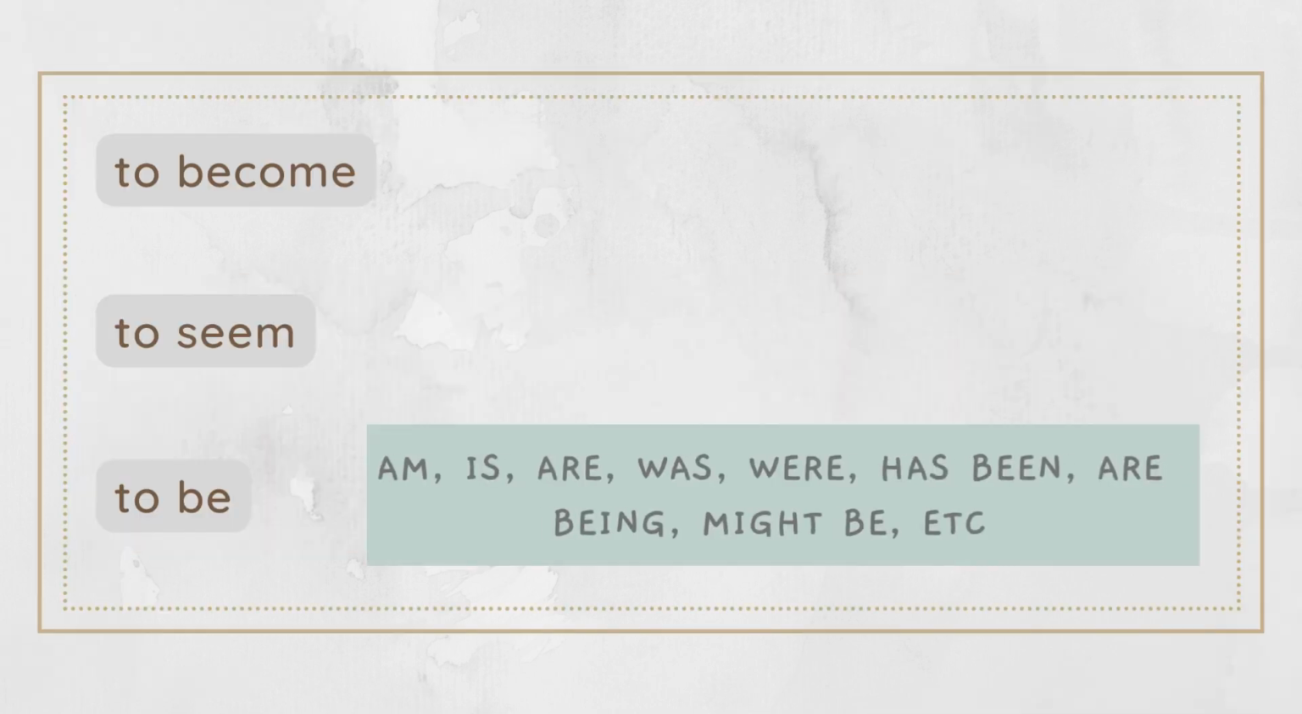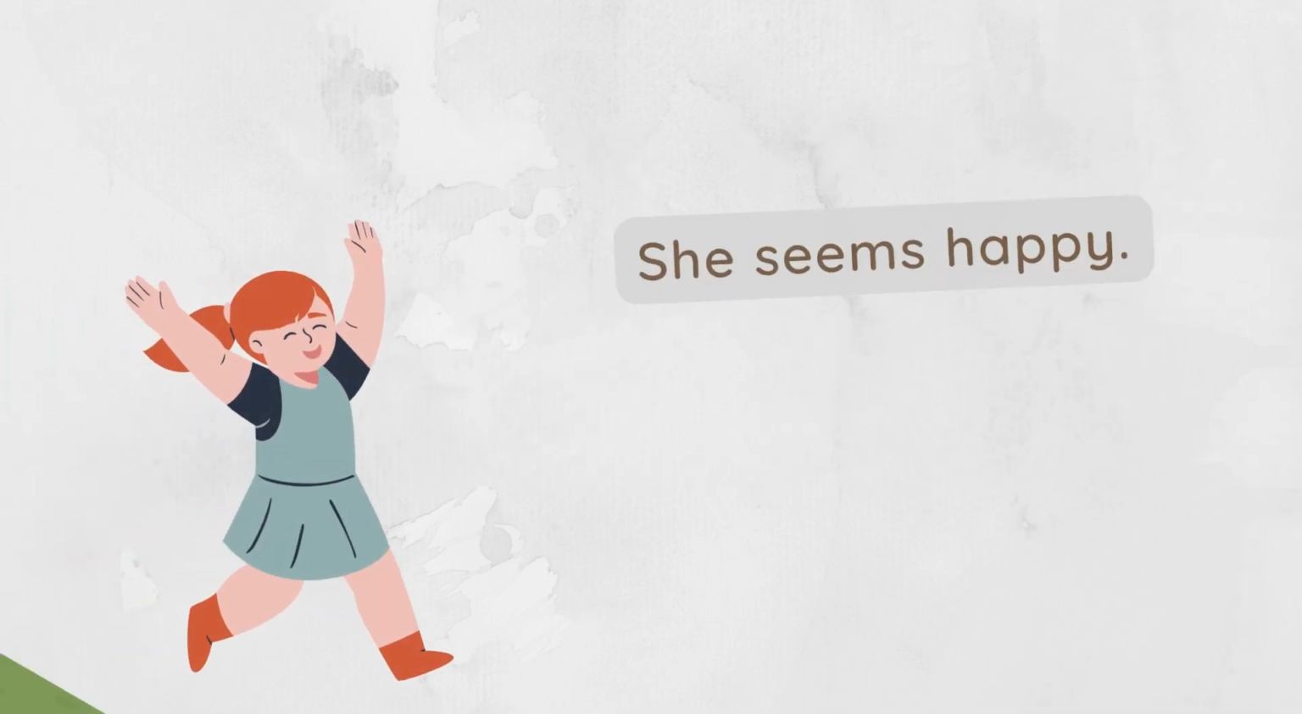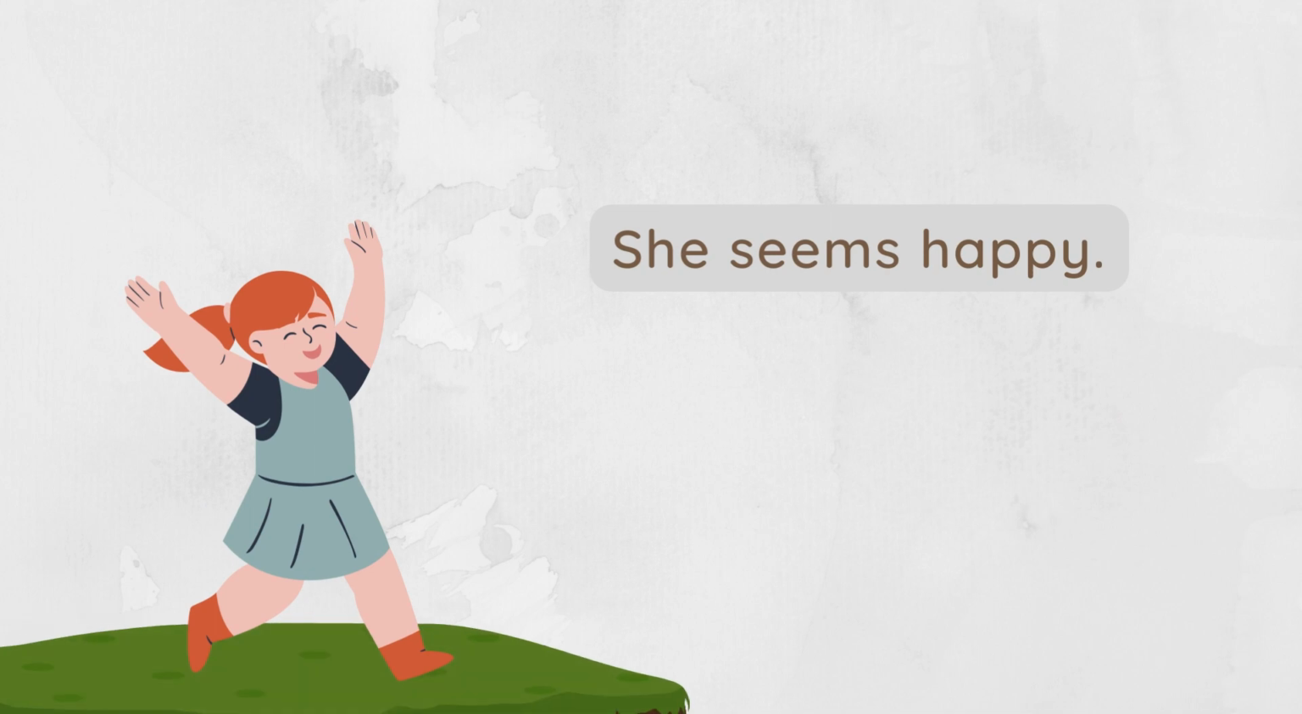Usually, to become, to seem, and all forms of to be, that is, am, are, was, were, etc., are used as linking verbs. Unlike transitive and intransitive verbs, linking verbs do not show any action or movement. Instead, they link the subject to its complement and help to describe the subject. For example, in the sentence, she seems happy, the verb seems is a linking verb because it connects the subject she to the complement happy.